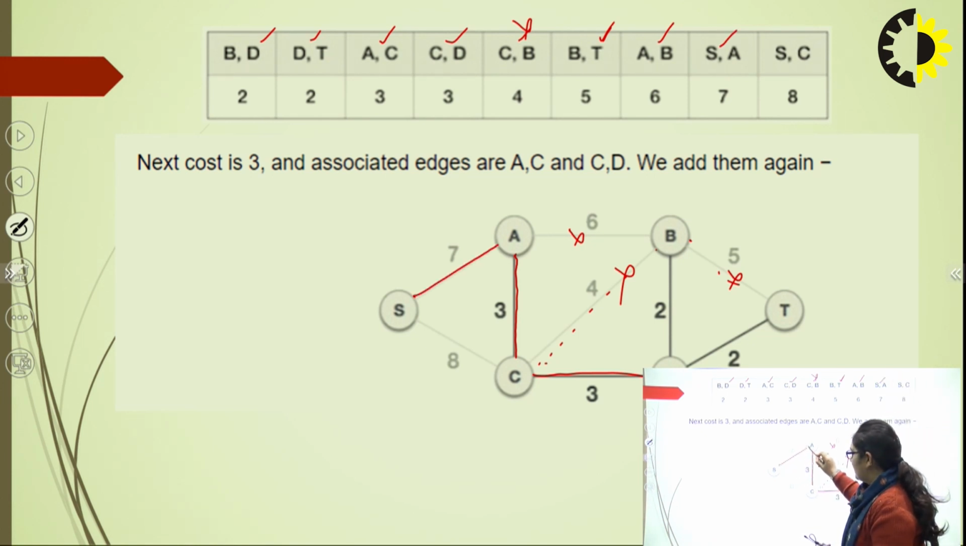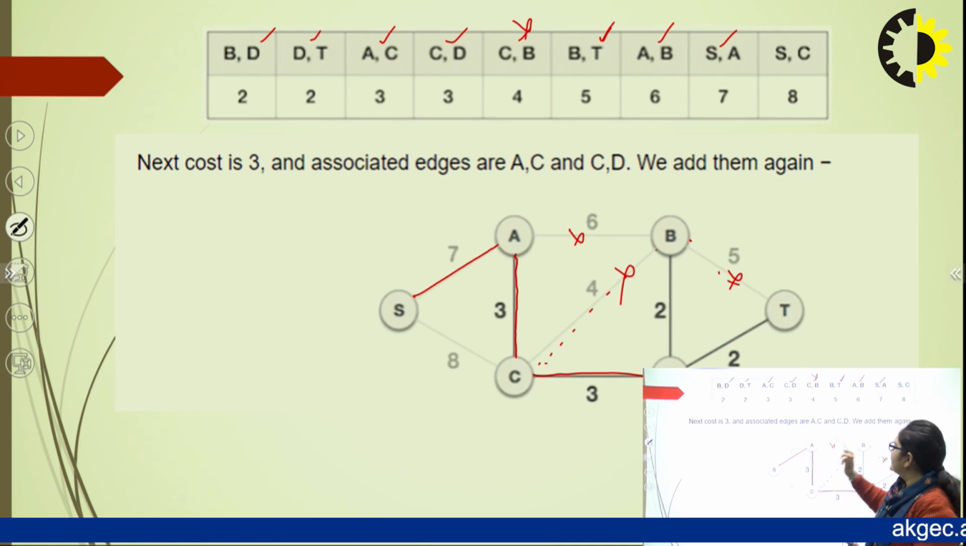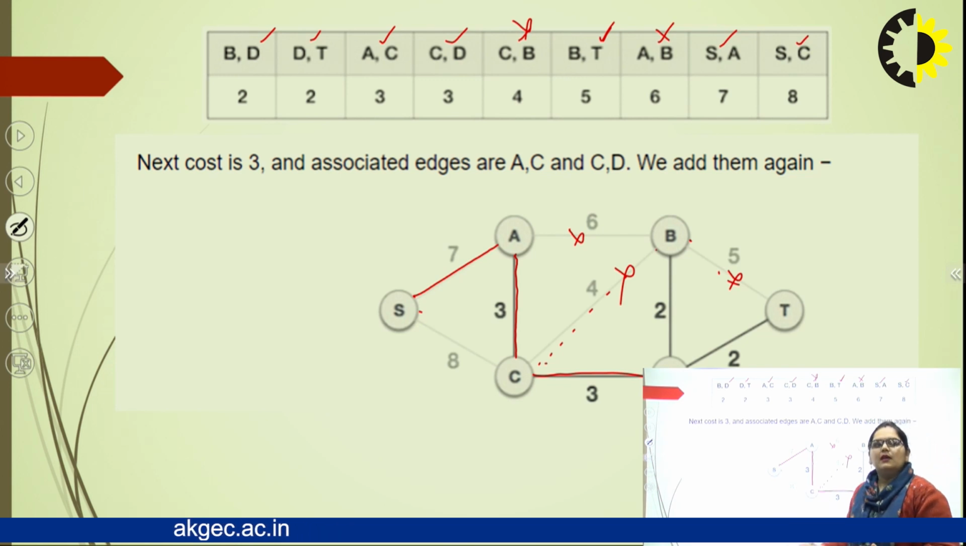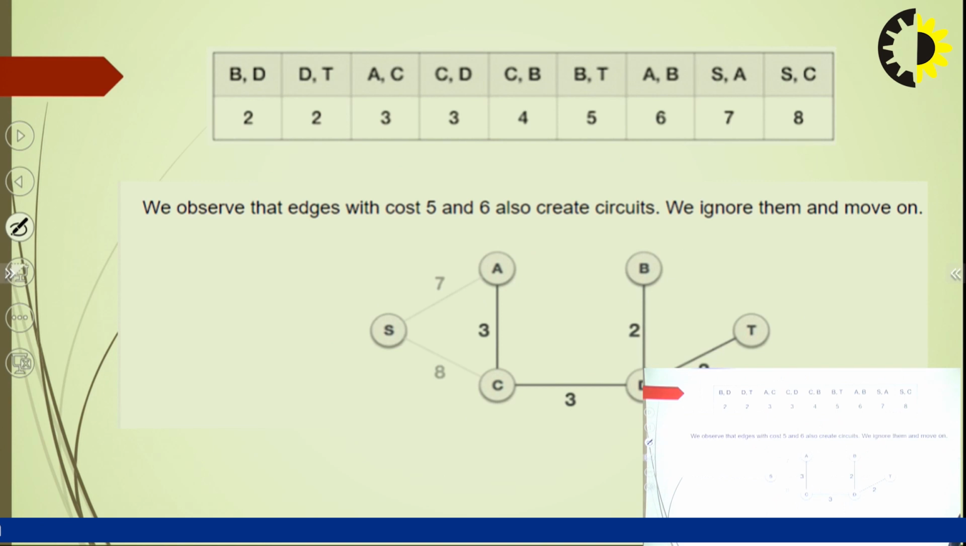After that we have SA. SA we can include because it is not creating a cycle. And at last we have SC. SC we also cannot include because after including SC a cycle will be formed. So the output will be this one.